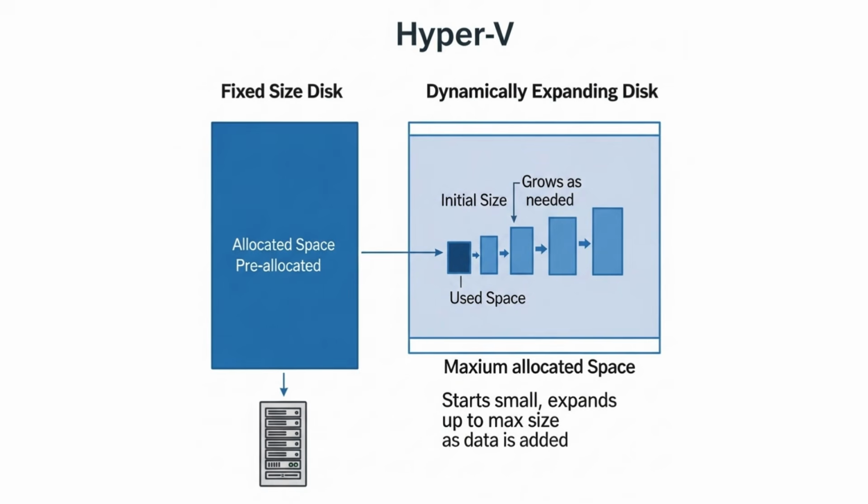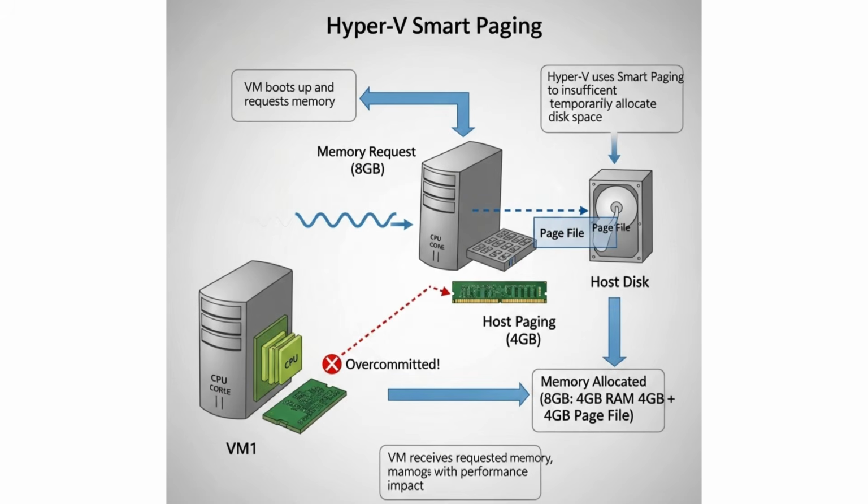For storage, Hyper-V offers different disk types. Fixed-size disks provide consistent performance but take up the full amount of space immediately. Dynamically expanding disks start small and grow as needed, perfect for testing and development. Smart paging helps when you overcommit memory across multiple VMs. It uses disk space as temporary memory when needed.